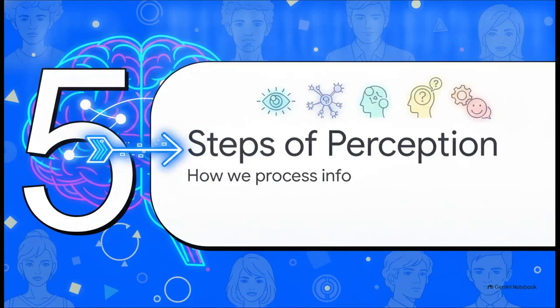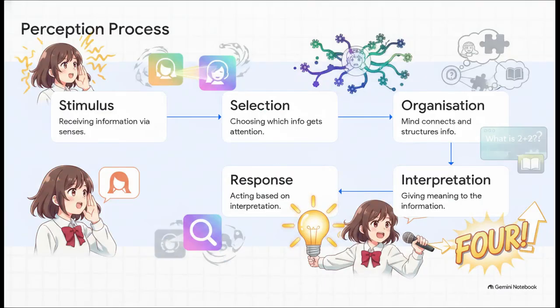Section 5. 5 Steps of Perception. How we process info. I actually want you to think about how your own brain is processing this very explainer as we walk through this precise 5-step process of perception. Step 1 is receiving a stimulus, something like hearing a teacher call your name. Step 2 is selection. We literally can't notice everything going on around us, so we have to select information. In this case, you focus on your teacher's voice, ignoring the noisy classroom.